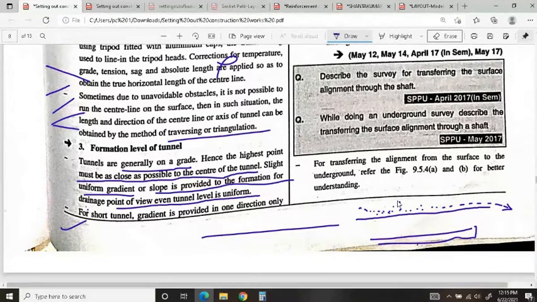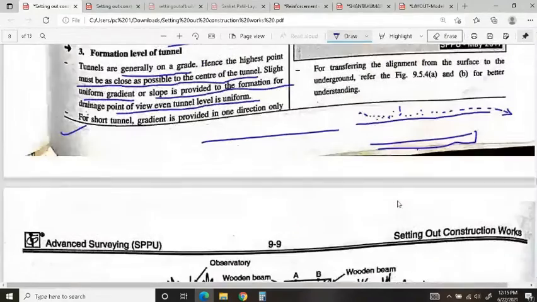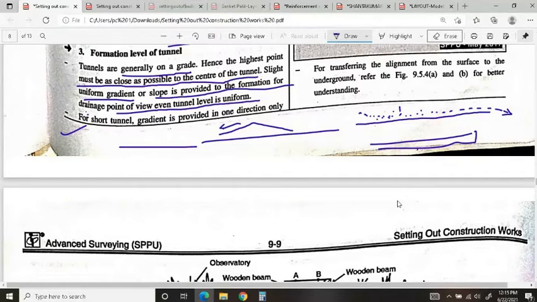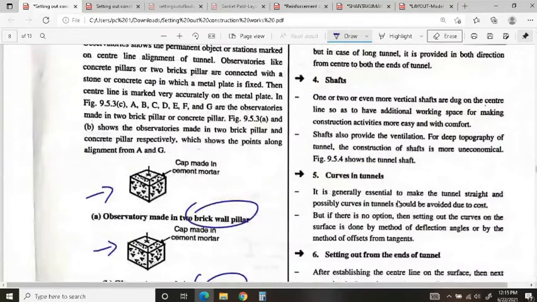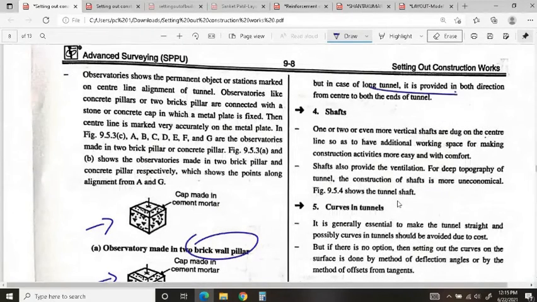For tunnels, the gradient is provided in one direction only. If it is a longer one, we will provide it like this, and the rain will come like this. If it is a short tunnel, only a one-sided gradient will be given, either a falling gradient. In case of a longer tunnel, both directions will be given, like this.